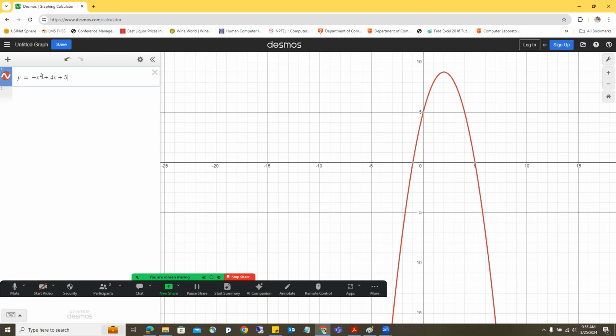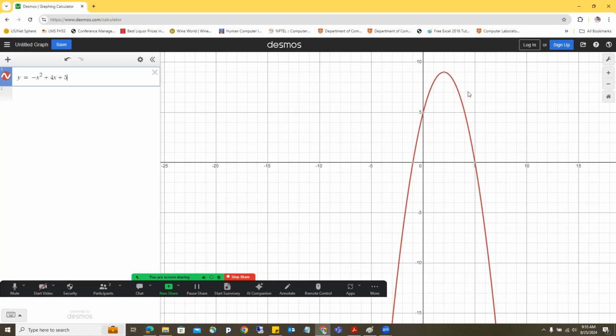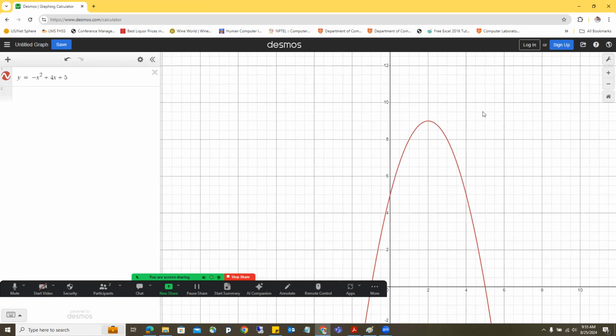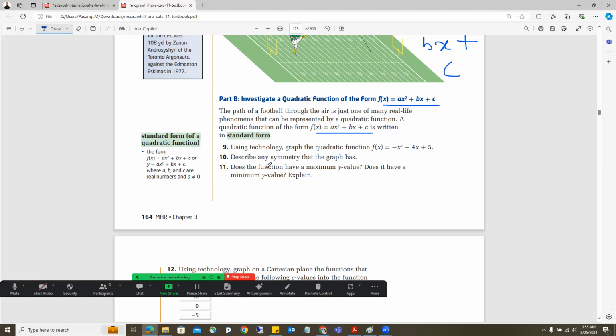Since it's minus x squared, the coefficient a is negative, so it will open downward. Is it clear up to this point? Okay, now let's see, describe any symmetry that the graph has. What would be the axis of symmetry for this graph? x equals, yes, x equals 2. And then the next question is, does the function have a maximum y value?